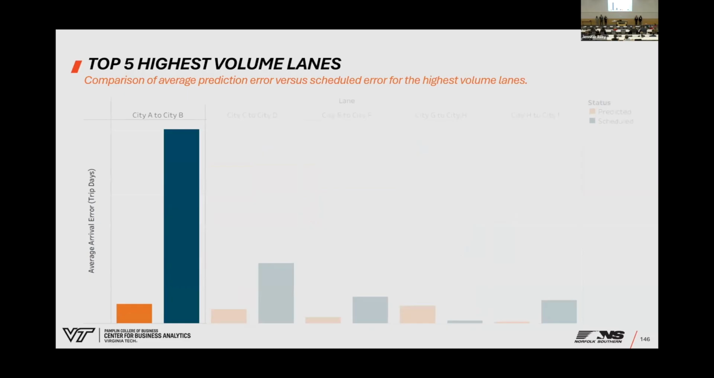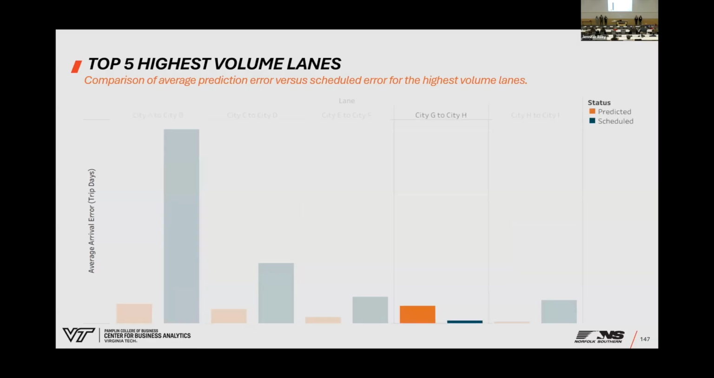Notably, from city A to B, where schedule error is around 3 days, the model reduces the error to under half a day. However, it's also important for us to be transparent. From city G to H, the model does not show significant improvement over the scheduled estimate. This shows that there's still opportunity for the model to improve to produce consistent improvements across all the lanes. Overall, this demonstrates that the model scales effectively, even to lanes with a high number of trips, delivering more reliable ETAs where it matters most.